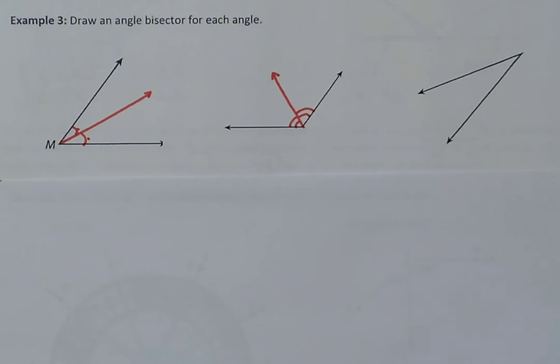So that is how we're going to deal with drawing an angle bisector. When you get to the homework, just locate the one that looks like it's cut it in half. And that's all we're going to be really worried about for angle bisectors.